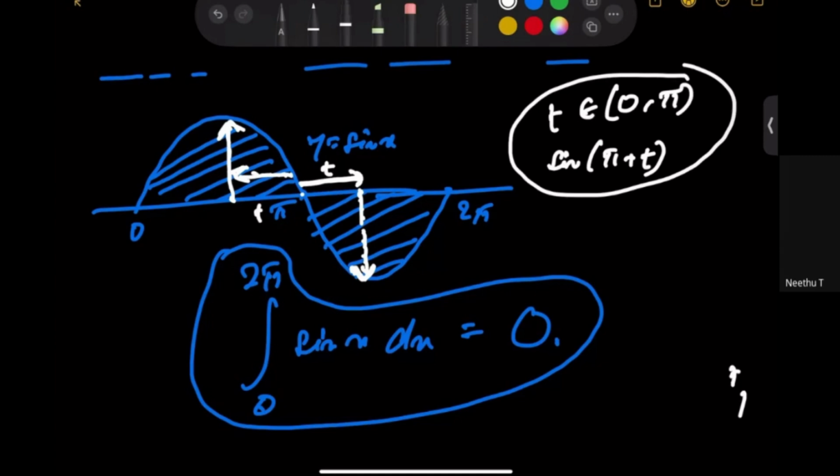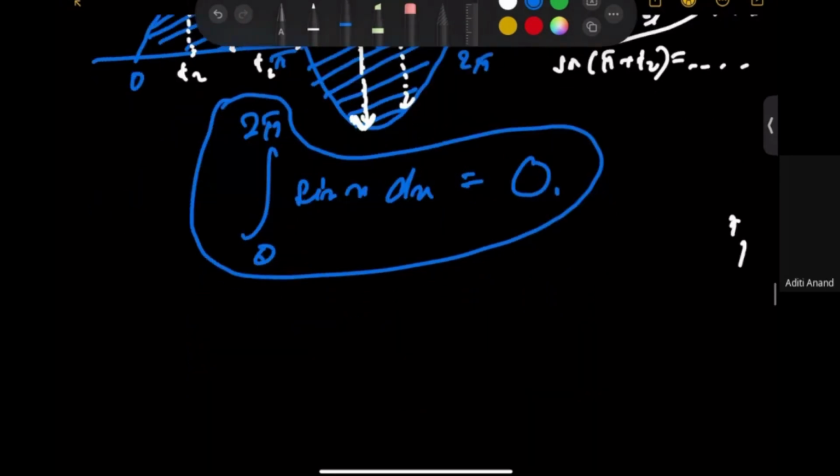So if I call this t1 and this t2, whatever you get here will be exactly the opposite of what you get here. Sine of pi plus t2 will be equal to the negative of whatever you have. Are you following? So we will apply a similar idea in this problem as well.